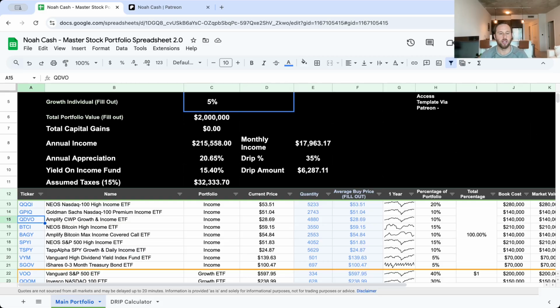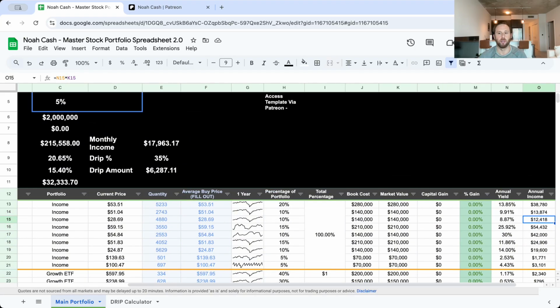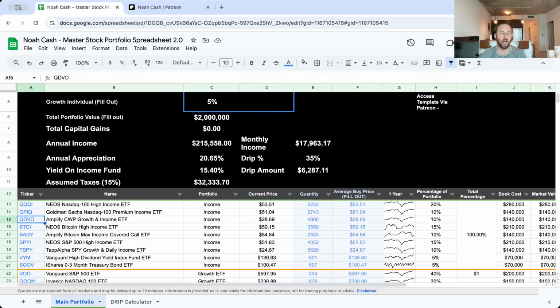Next, we have Amplify's QDVO, which does almost 9% yield. Okay, and with that, it is a great fund. It's a newer fund, but it's done really well by way of total return as well. It's 42 handpicked equities, and really an intriguing ETF. All right, next we have BTCI, which does around 25% yield, and that's our Bitcoin asset. Next, we have BAGY, which is also a Bitcoin asset. We're going to go bigger on Bitcoin now because we're Bitcoin bulls.